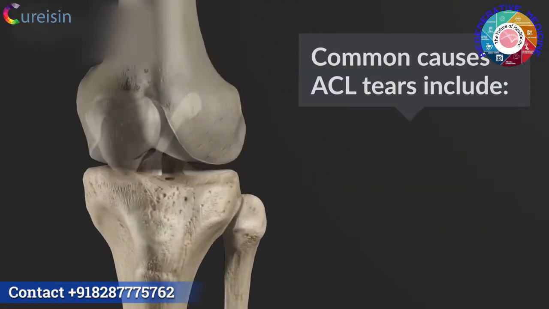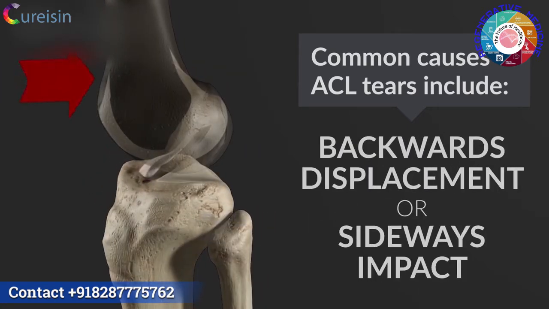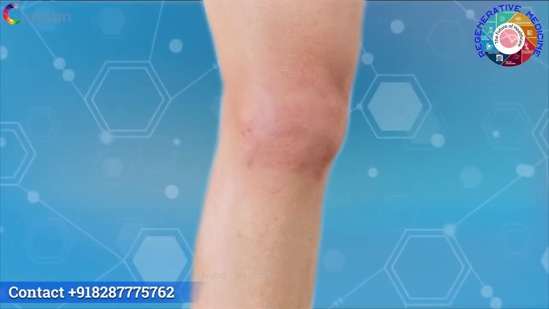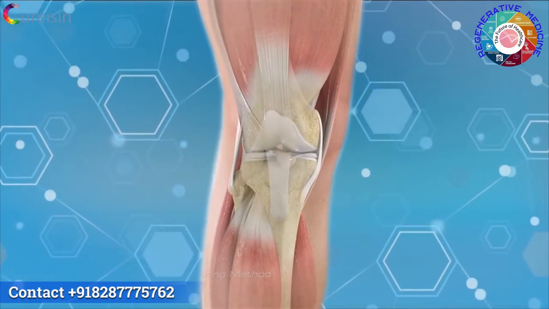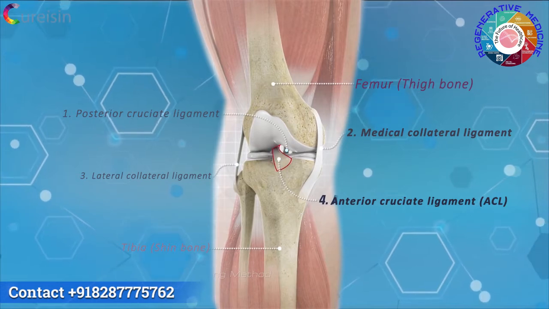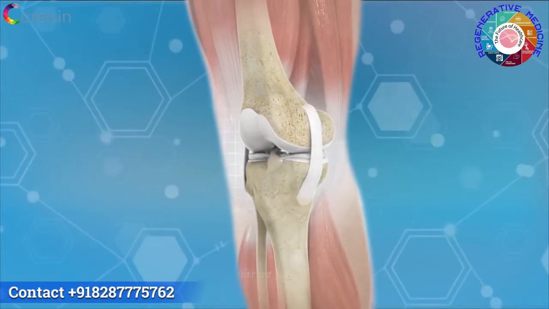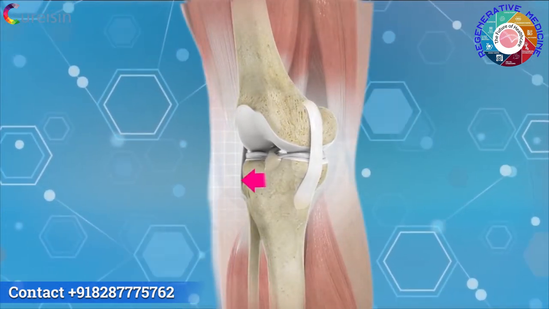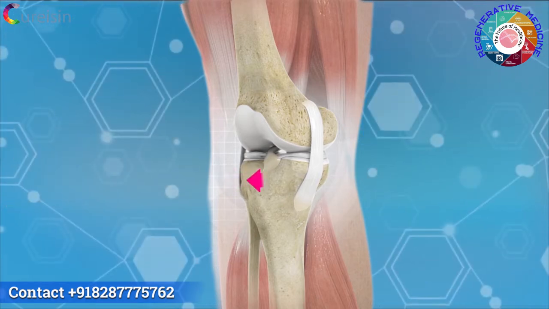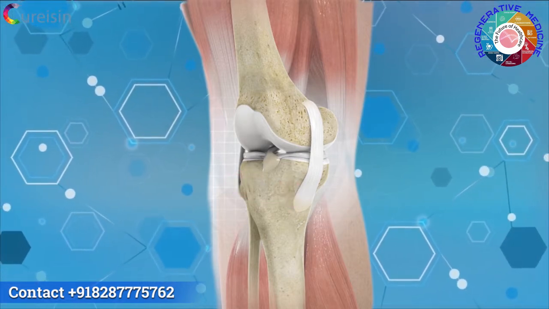ACL tears are caused by lateral rotation, backward displacement, or sideways impact of the knee while the lower leg is in a stable position. This can happen during a pivot or a jump. The anterior cruciate ligament is one of the 4 major ligaments of the knee that connects the femur, thigh bone, to the tibia, shin bone, and helps stabilize your knee joint. It prevents excessive forward movement of the lower leg bone, the tibia, in relation to the thigh bone, the femur, as well as limits rotational movements of the knee.